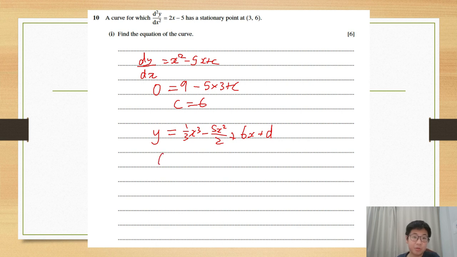Now we just substitute (3, 6) in here. 9 minus 45 over 2 plus 18 plus d. A calculator tells me that d equals 3 over 2. So y equals 1/3 x cubed minus 5 over 2 x squared plus 6x plus 3 over 2.